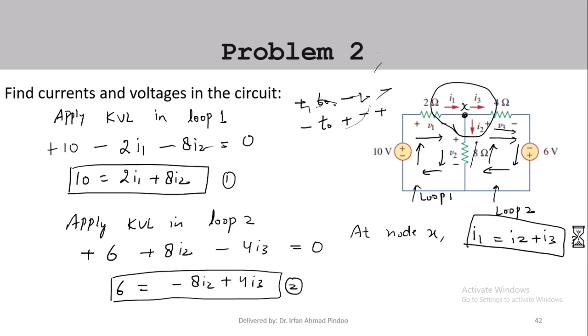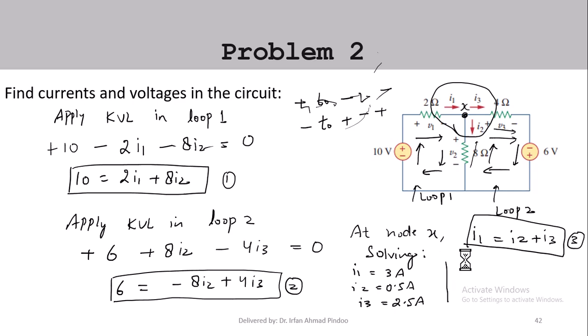Now it is all mathematics. We have three equations and three unknowns. Once you solve this, maybe on a calculator or using some method like Cramer's rule or the substitution method, you will get I1 equal to 3 ampere, I2 equal to 0.5 ampere, and I3 equal to 2.5 ampere.